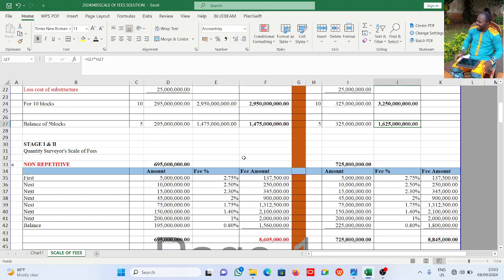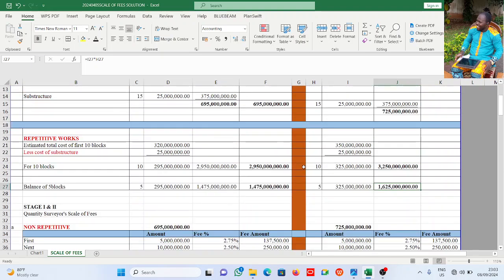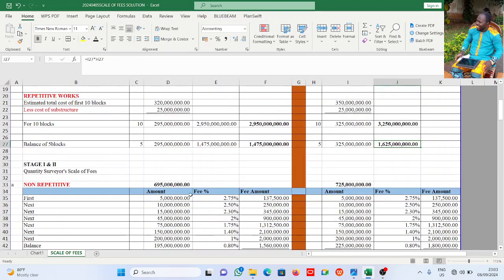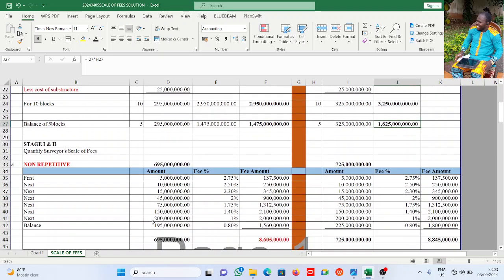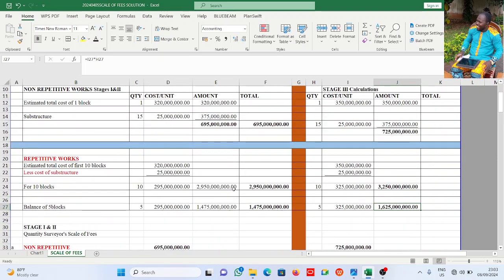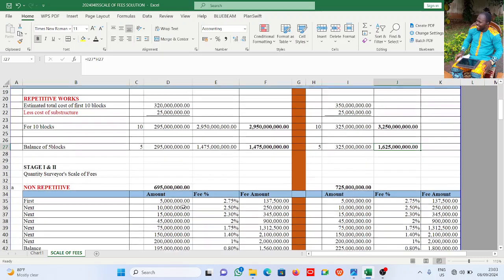Now let's dive in. Let's go into the scale of fee proper. Having determined what this scale of fee will be structured on, what these percentages will be structured on, let's go into them in detail.